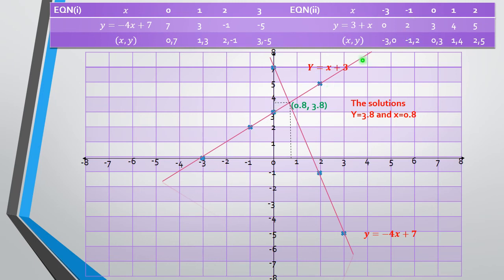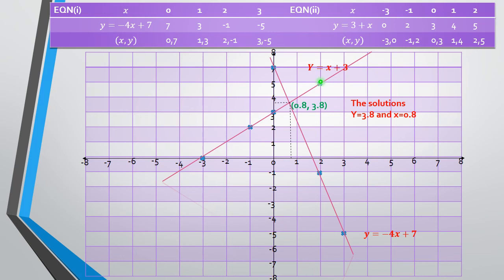Actually 3 points are enough, but let us take one more point here. I have taken 2 and 5. 2 and 5 gives us that point there, and then you join the points. If you join the 4 points, you will get a straight line. y is equal to x plus 3 is a straight line.